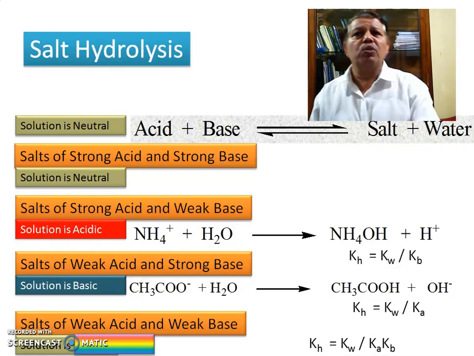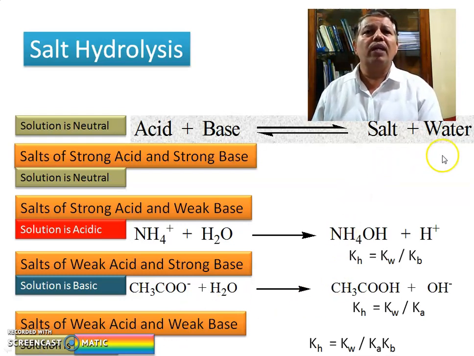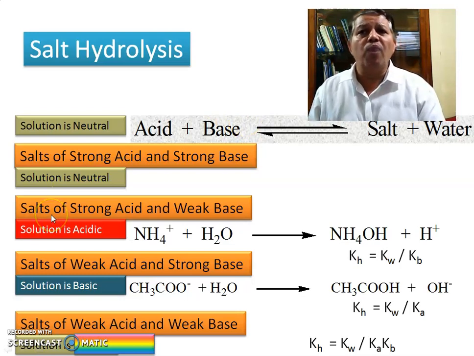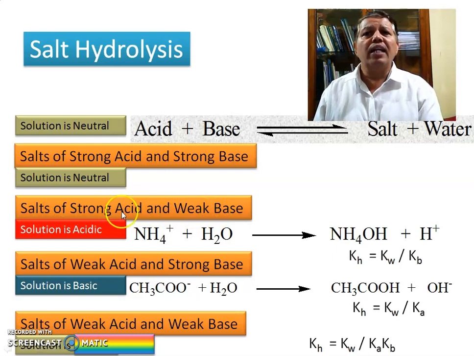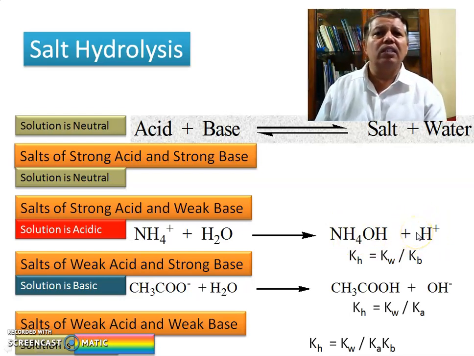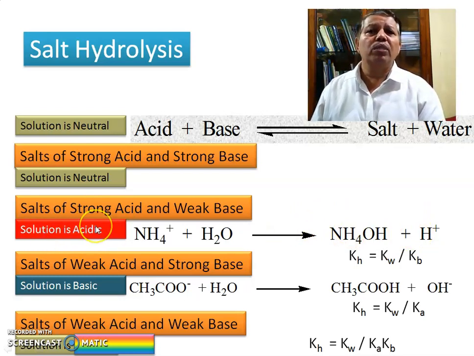Now another effect is salt hydrolysis. When acid reacts with the base, we get the salt and water. This is the neutral reaction, for strong acid and strong base. But what happens if we use a weak acid or weak base? Suppose a salt is formed from a strong acid and weak base, a slightly acidic solution results, because the weak base reacts with water, giving the weak base plus hydrogen ion, and the hydrogen ion concentration increases and the reaction proceeds further, and therefore the solution becomes slightly acidic.